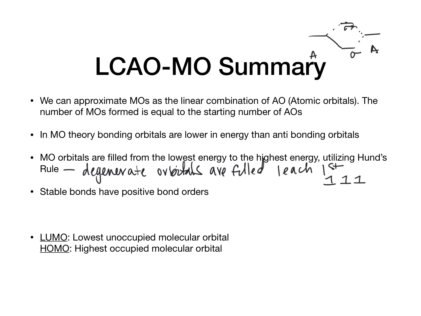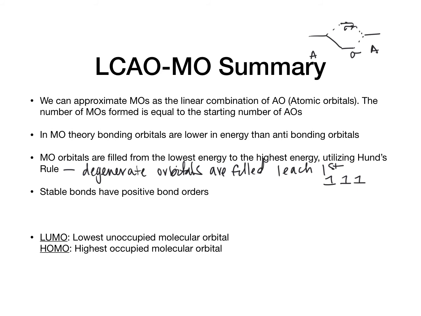And it's important to note that a stable bond has a positive bond order. Now, we're going to see a whole different range of bond orders. We're also going to start to see some fractional bond orders. And you can rank the strength of the bond based on the bond order.